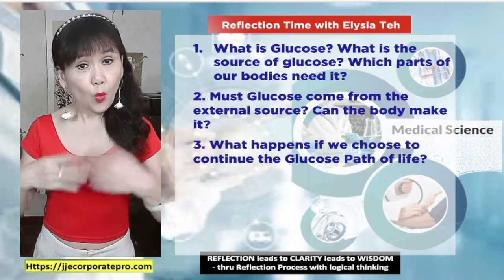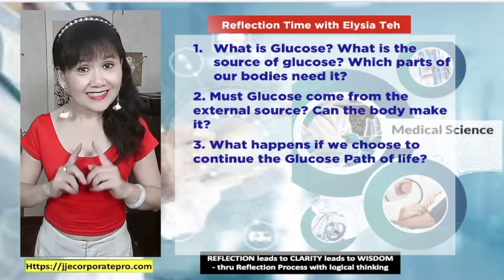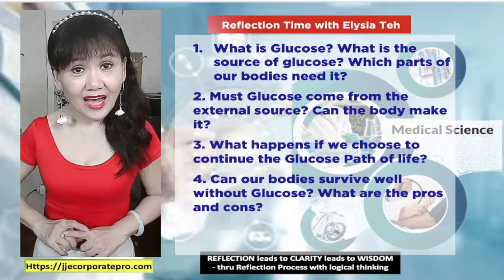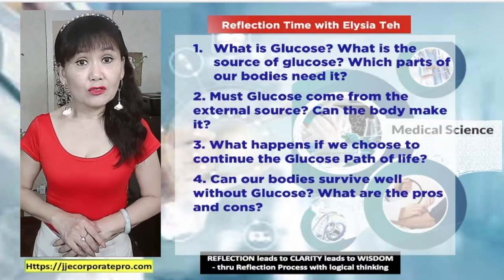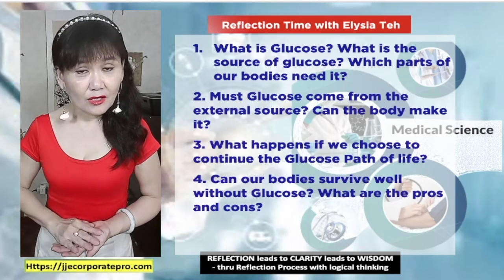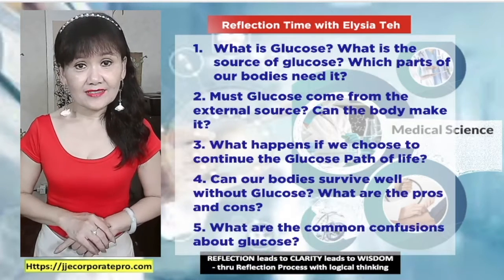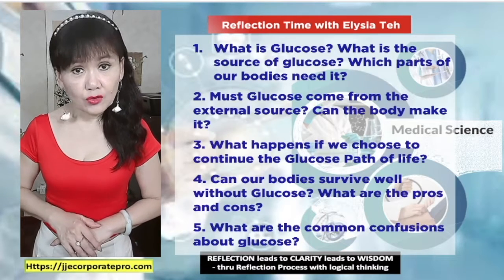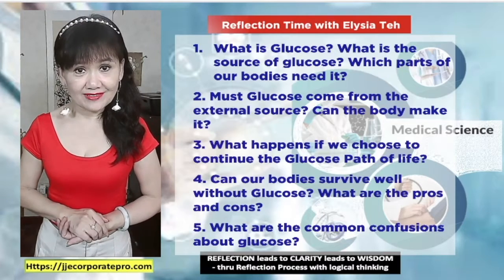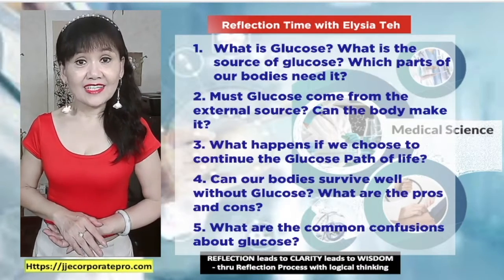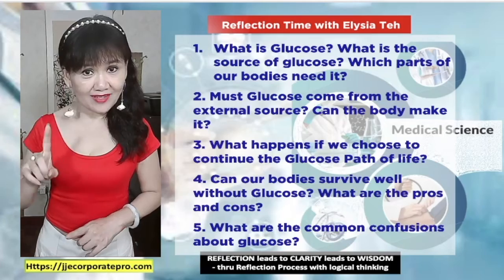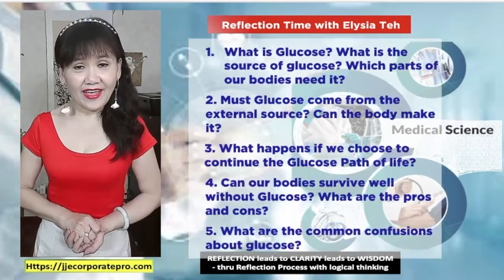Question number three, what if we choose to continue the glucose path of life? Question number four, can our bodies survive without glucose? What are the pros and cons? Last but not least, number five, what are the common confusions about glucose? After having the answers for these five sets of questions, we will explore the ketones path of life. This video will address questions 1 and 2. Let's begin exploring now.